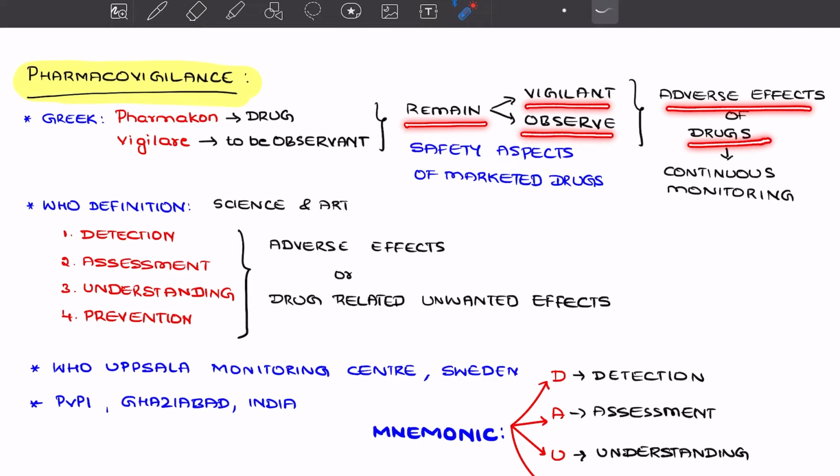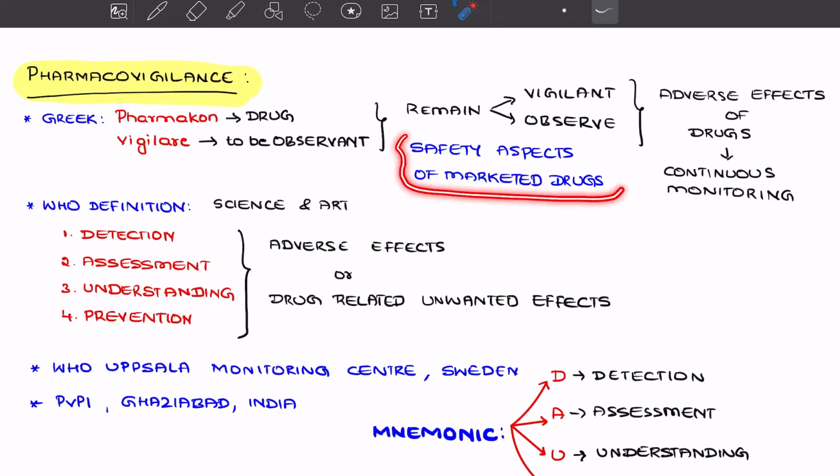In simpler terms, pharmacovigilance is nothing but remaining vigilant as well as observant with respect to the adverse effects caused by the drugs through a continuous monitoring process. Basically, it will help in the safety of the marketed drug. It helps in checking the safety of the marketed drug.